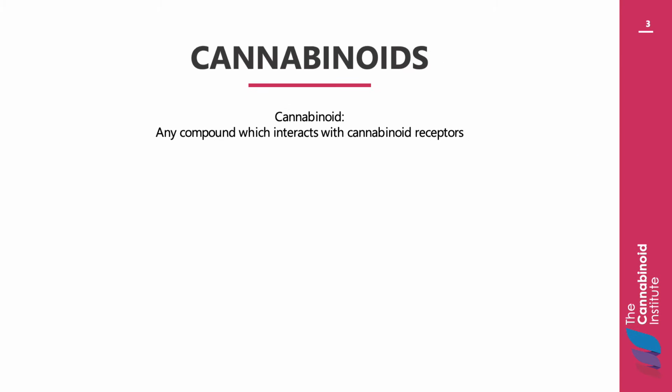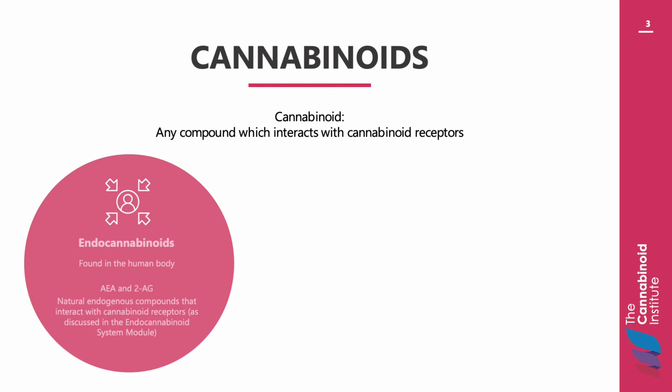A cannabinoid is any compound which interacts with cannabinoid receptors. There are three main classes of cannabinoids. The endocannabinoids, as discussed in the endocannabinoid system learning module, are found in the human body and are natural endogenous compounds that interact with cannabinoid receptors in the body.